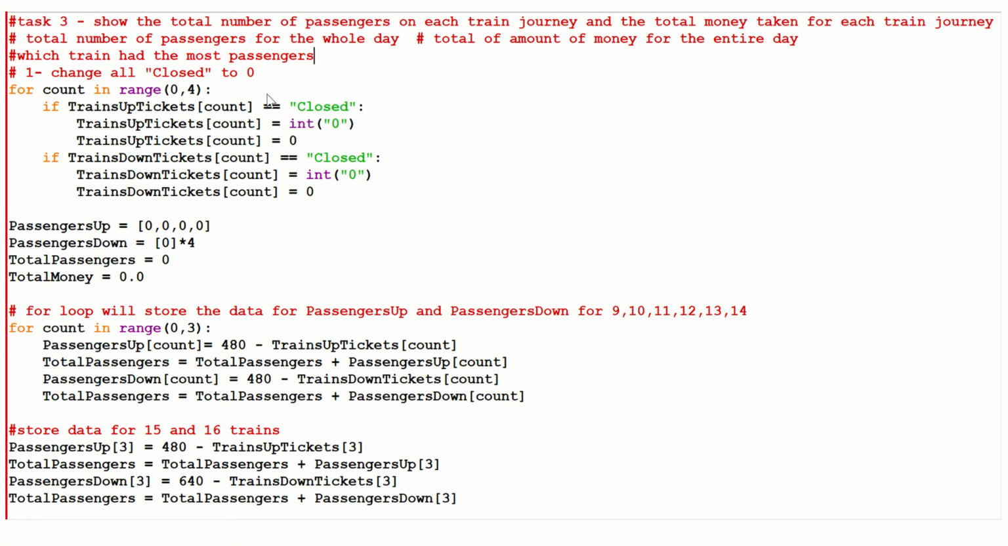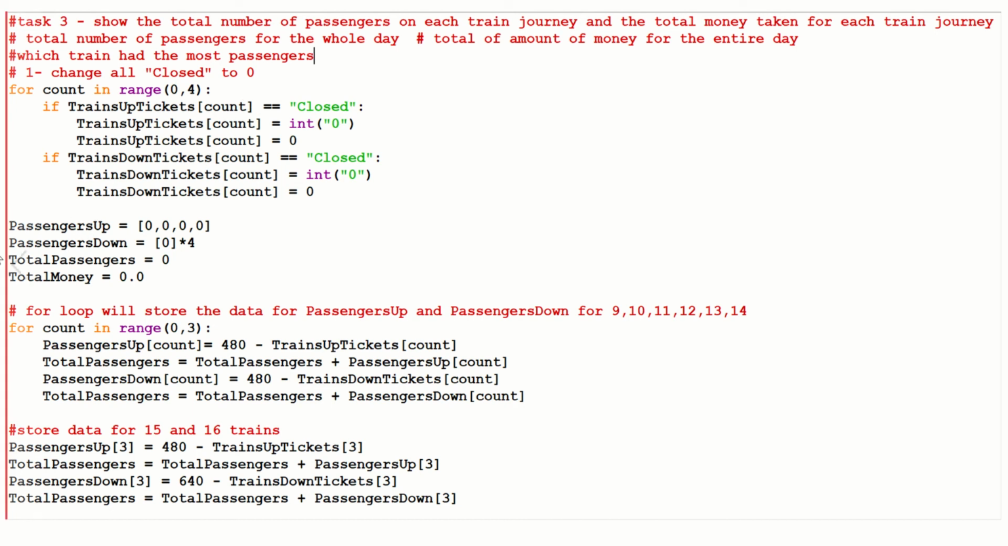If change of tickets position 0 is closed, then it turns into 0, and down, if it's closed, it turns into 0. And position number 1, it's actually 2, but it starts with 0. So position 1, if it's closed, then it turns 0, and down, if it's closed, it turns into 0. Same for 0, 1, 2, 3.